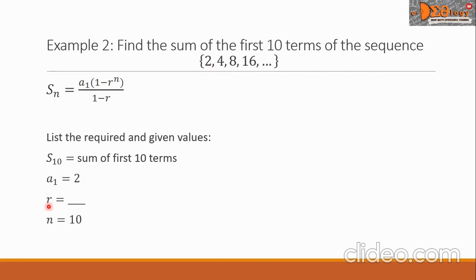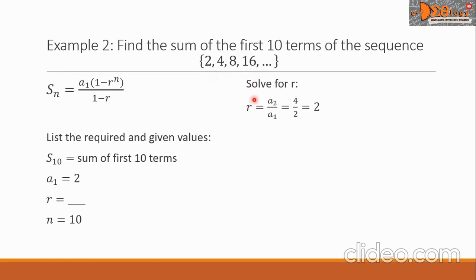The r is not yet given. We will solve for that. And the n is the number of terms, and that is 10. So let us now solve for r using any two consecutive terms in our sequence. Let us also try to see if the r is common in any given consecutive pairs.